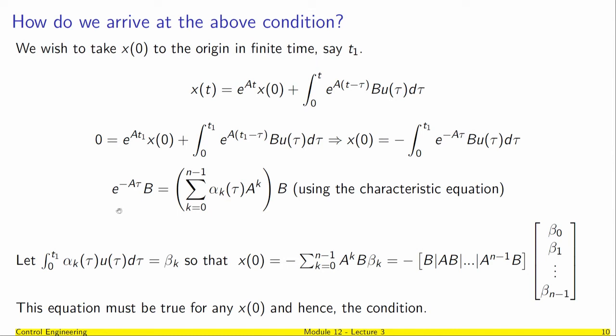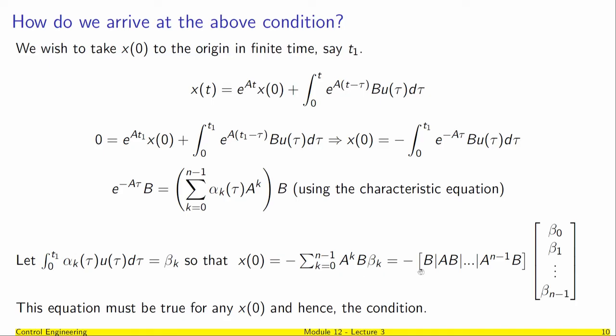We will just use some properties of how to compute e power At. You can refer to the earlier lectures which we had on this. So, e power At can be written as a series in powers of A in this way. What I do is I just plug this in over here. Again, in this expression I am just finding out if there exists a u. The only unknown in this equation is the u. If I substitute for e power minus At over here, I end up with an equation which looks like this: x naught is a summation of terms in powers of A times some numbers beta k. What is this beta k? Whatever is in the integral here, alpha k of tau, u of tau, I just call them beta k. I can always compute this. This is always some number.